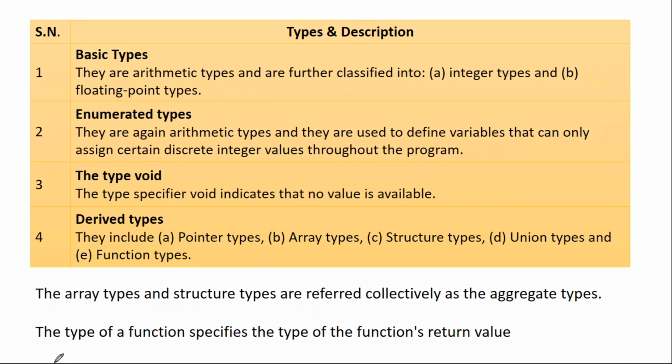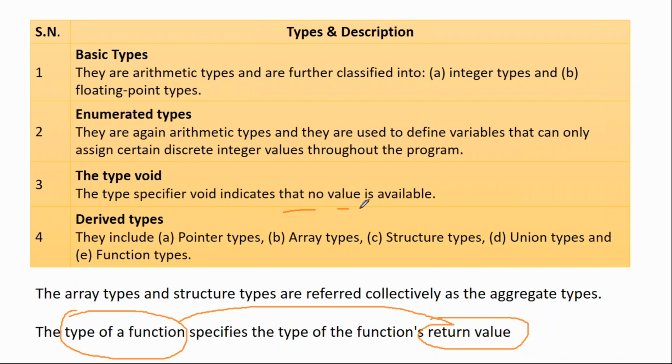And then the type of a function. When we call a function type, it is the function's return value. For example, between data type, variable and value: if there is no value, that comes under void, and if there is a value, that comes under that particular return type. We'll see different types of values in the next slides.